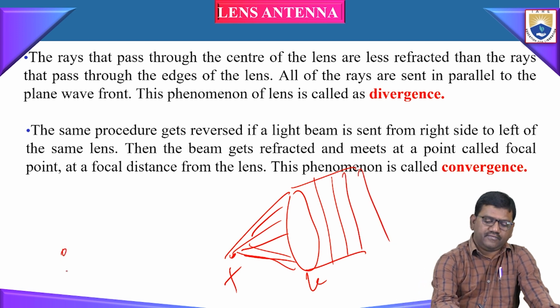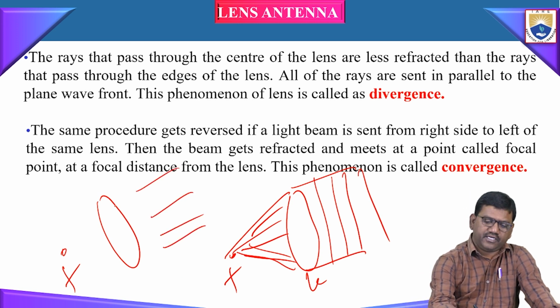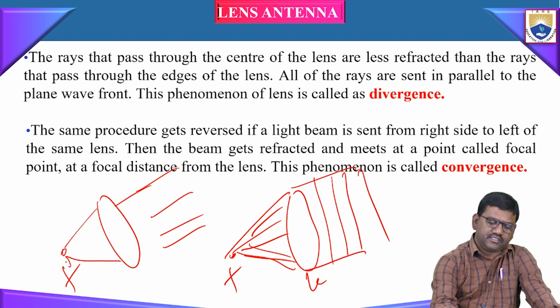Similarly, if this is the focal point and this is the lens, the beam gets refracted and all the rays meet at a point here. The refraction takes place, and they meet at a point here.